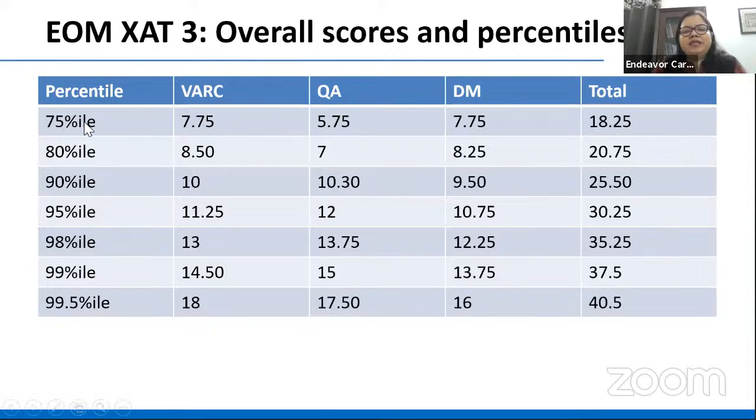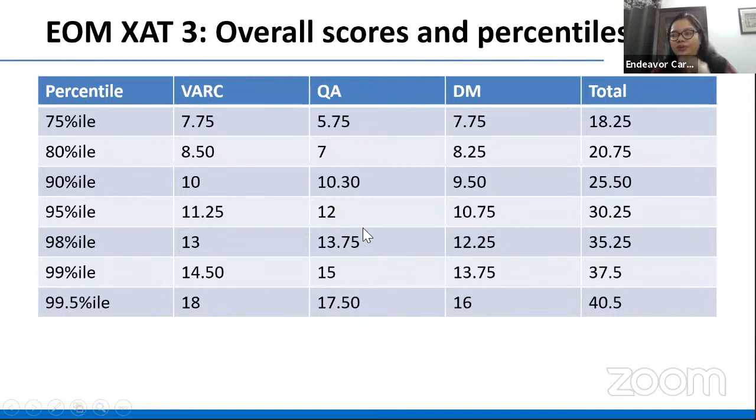So a 75 percentile you can achieve with a total score of 18.25, with 7.75 in VARC, 5.75 in QA, and 7.75 in DM. A total of 20.75 fetches you an overall 80 percentile with an 8.50 in VARC, a 7 in QA, an 8.25 in decision making. An overall of 25.50 fetches you a 90 percentile with a 10 in VARC, a 10.30 in QA.